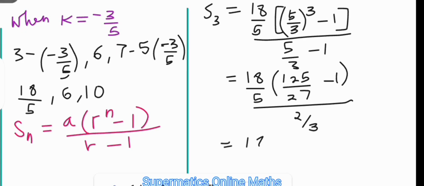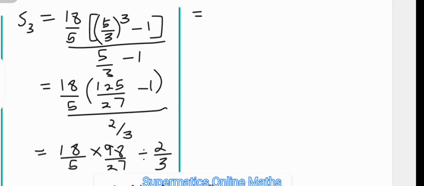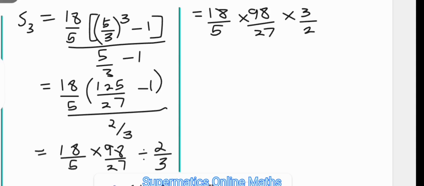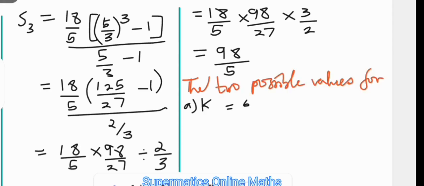Simplifying this further is 18/5 times 98/27 divided by 2/3, which simplifies to 18/5 times 98/27 times 3/2. And this, when reduced further, is 98/5.